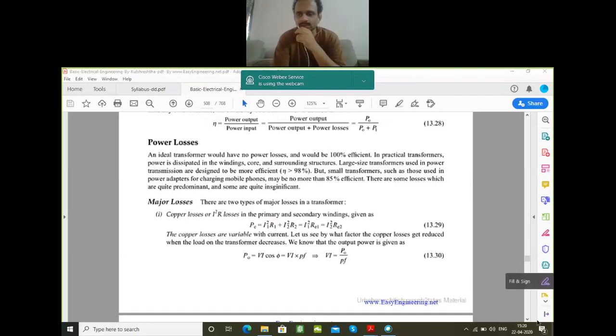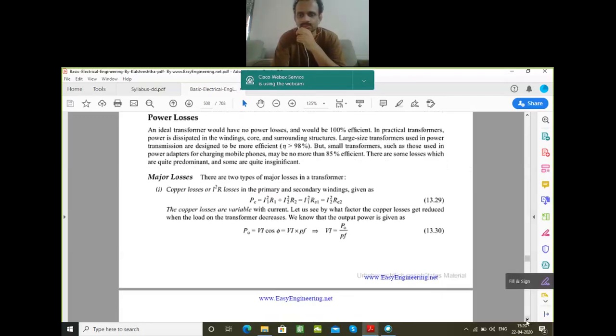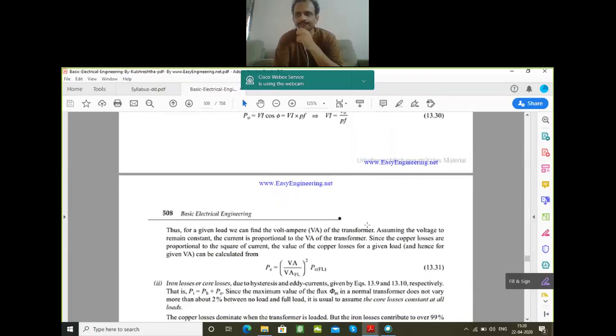Next, moving on. For a given load, we can find out the volt ampere of the transformer. If RL is a load, what is the volt ampere of the transformer? That you can find out, because you know the output power P naught is equal to VI cos phi. So if you know the load RL, you can find out the volt ampere.